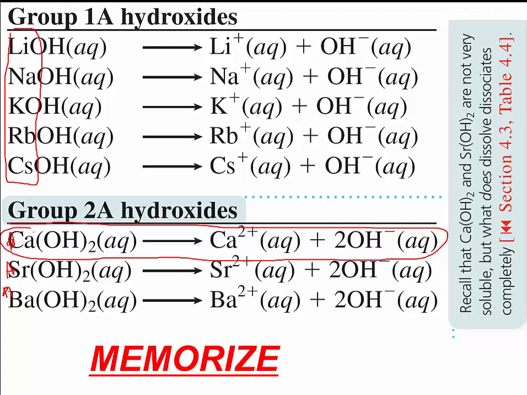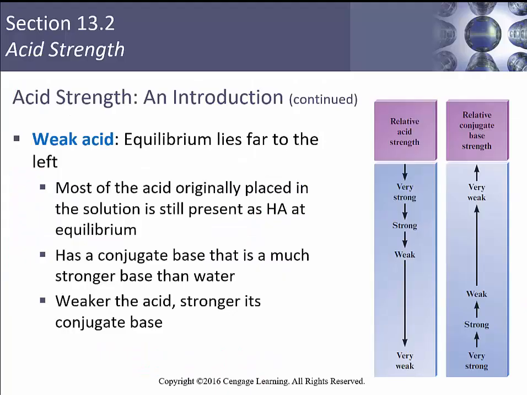Again, memorize these. It's not a lot to memorize. Group 1 and an OH. Group 2, for the most part, and an OH. But you need 2 of them. Let's look at our acid strength again.